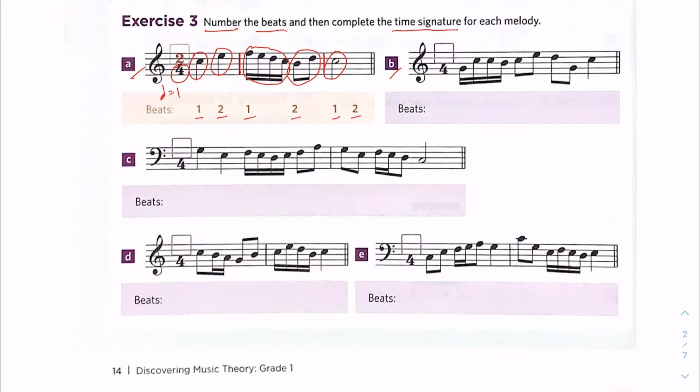Question B. First, we're going to number the beats. Again, we have 4 at the bottom.